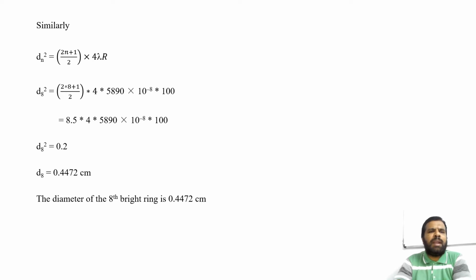Similarly, for the eighth bright ring, D8 square is equal to 2 into 8 plus 1 divided by 2 into 4 into 5890 into 10 raised to minus 8 into 100. That is equal to 8.5 into 4 into 5890 into 10 raised to minus 8 into 100. D8 square is equal to 0.2. D8 is equal to 0.4472 centimeters. The diameter of the eighth bright ring is 0.4472 centimeters.